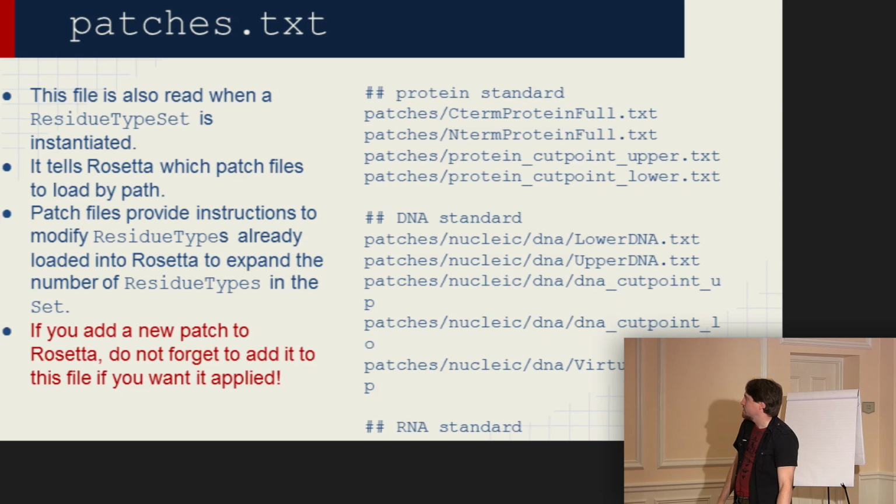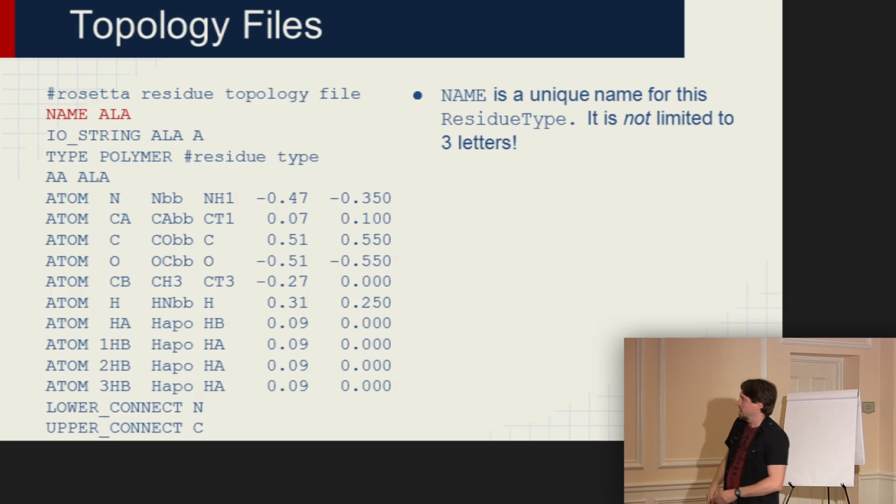The patches.txt file is extremely similar. This is also used when a residue type set is instantiated. It tells Rosetta which patch files to load. So patch files provide specific instructions to modify the residue types to kind of combinatorially expand your residue type set. And we'll get some more examples of that later if it's not clear. But similarly, you need to make sure you know this file exists so you can put your patch file in here so it will get loaded in.